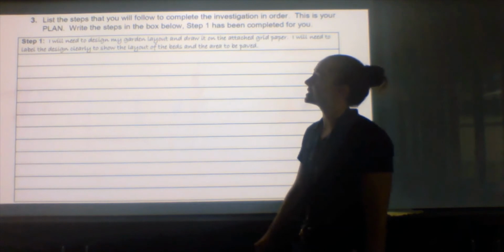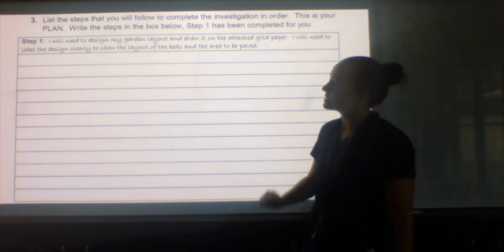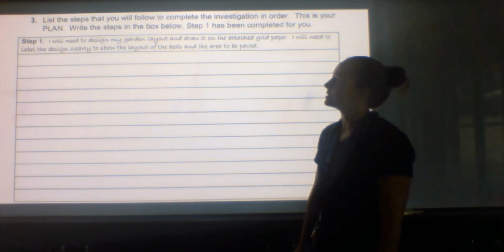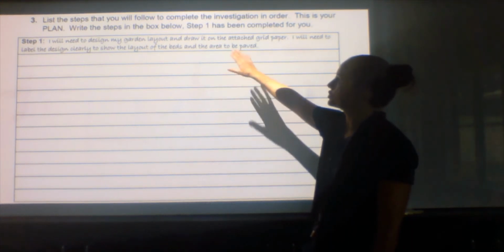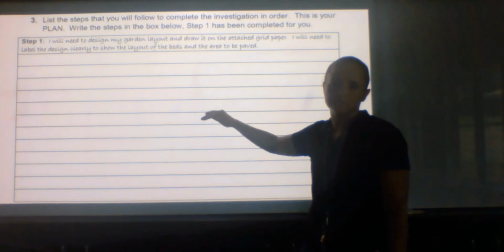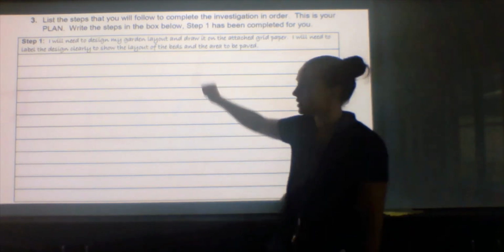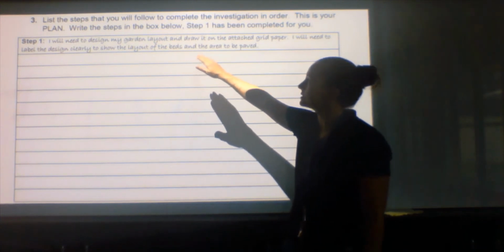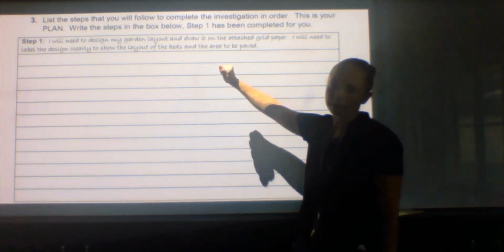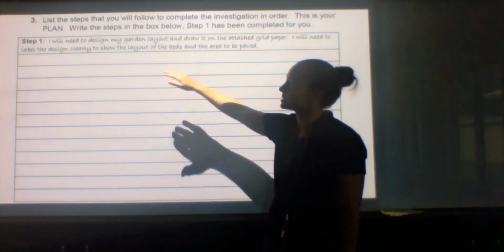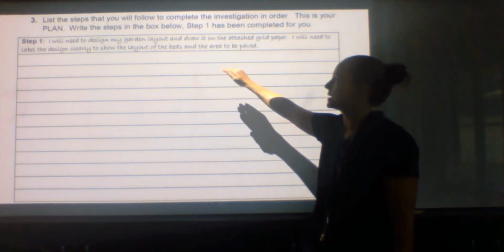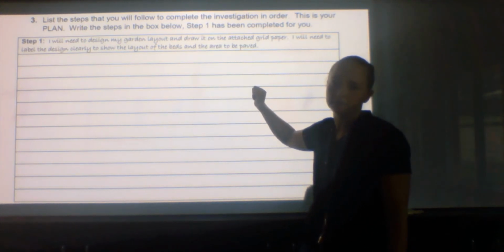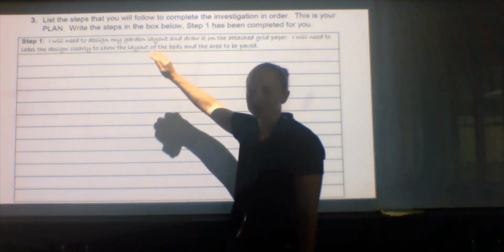Question 3, you need to list the steps that you'll follow to complete your assignment. This is your plan. You need to write out the steps in the box below. Make sure that you use step 1, step 2, step 3, and so on. The first one has been done for you. So I will need to design my garden layout and draw it on the attached grid paper. I will need to label the design clearly to show the layout of the beds and the area to be paved. You will then write what your step 2 is.